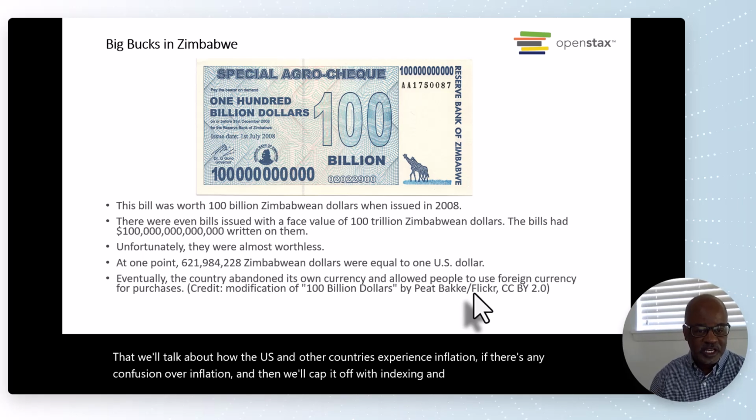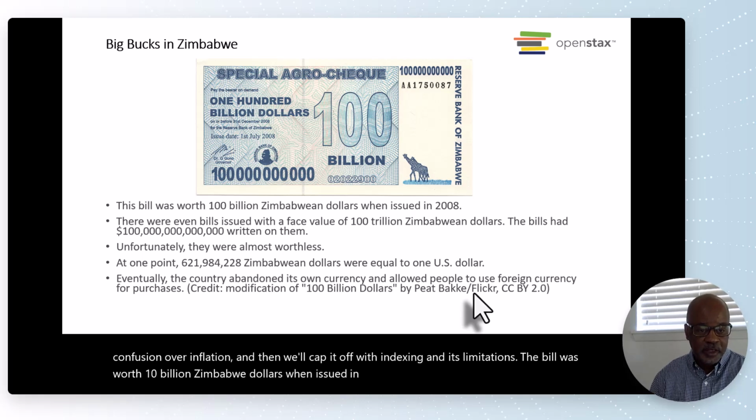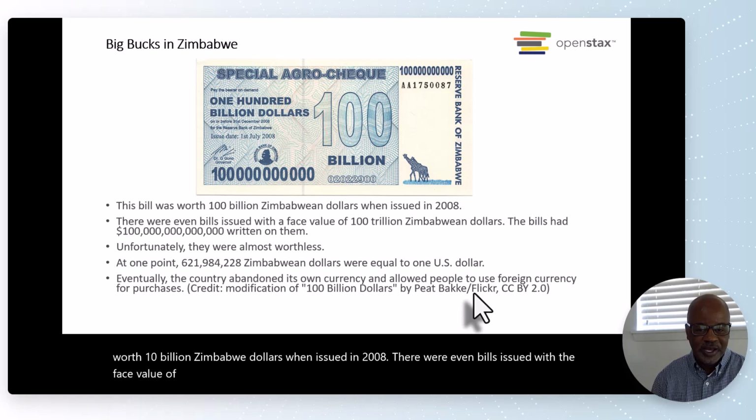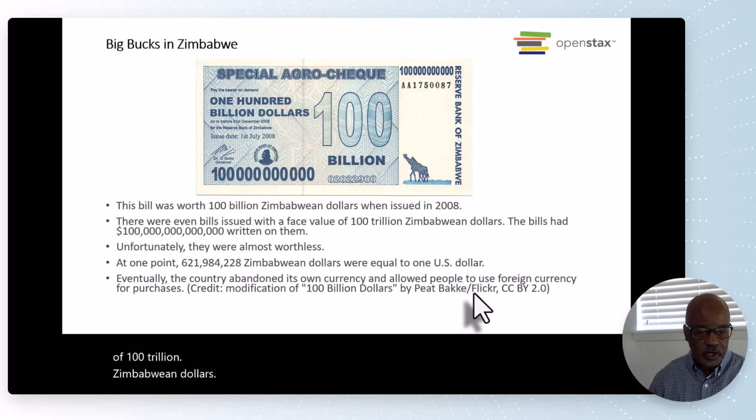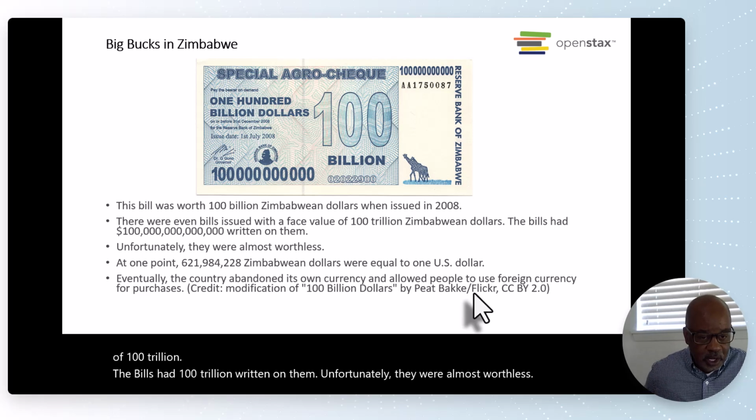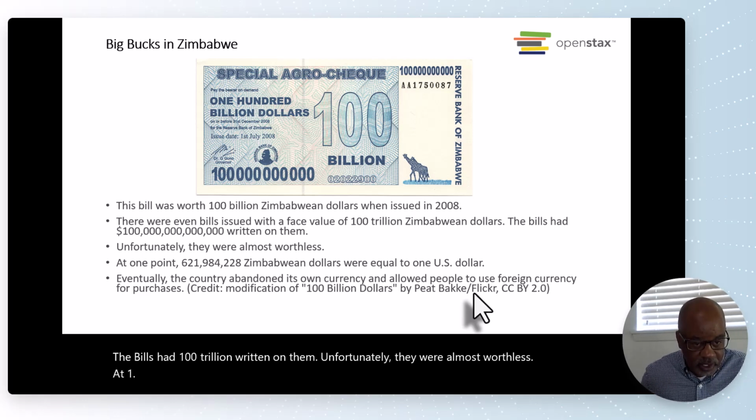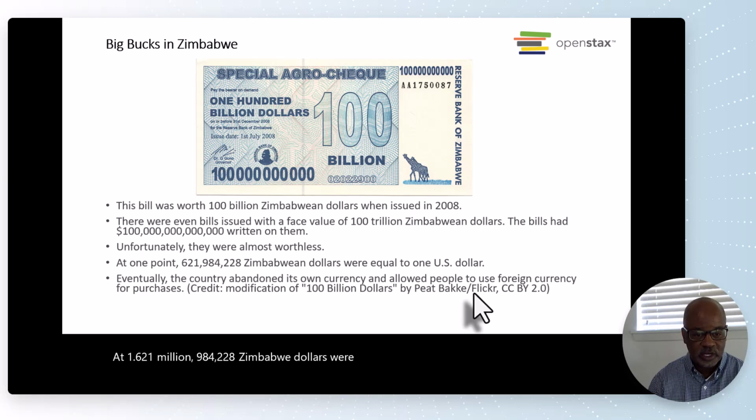The bill was worth 10 billion Zimbabwe dollars when issued in 2008. There were even bills issued with a face value of 100 trillion Zimbabwean dollars. The bills had 100 trillion written on them. Unfortunately, they were almost worthless. At one point, 621,984,228 Zimbabwe dollars were equal to $1.